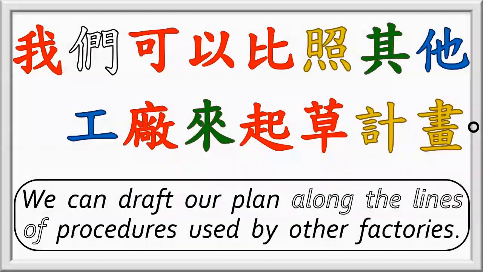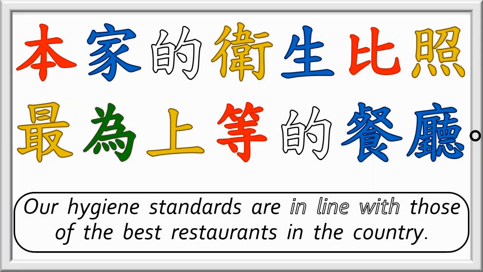We know 比 from lesson 68, showing 2 things side by side, which is useful when making comparisons. Now we have the combination 比照, literally, in the light of this, in accordance with this. 我们可以比照其他工厂来起草计划。We can draft our plan along the lines of procedures used by other factories. 本家的卫生比照最为上等的餐厅。Our hygiene standards are in accordance with those of the best restaurants.